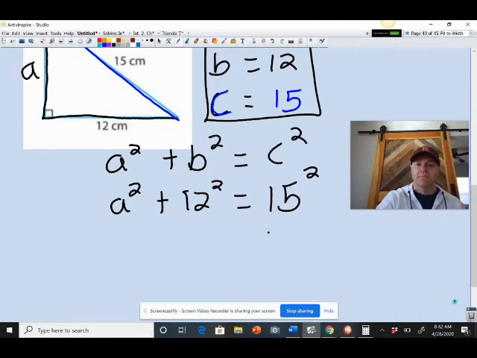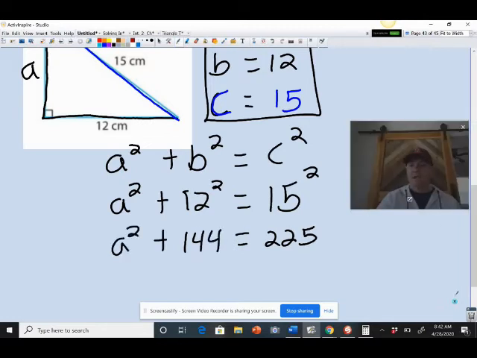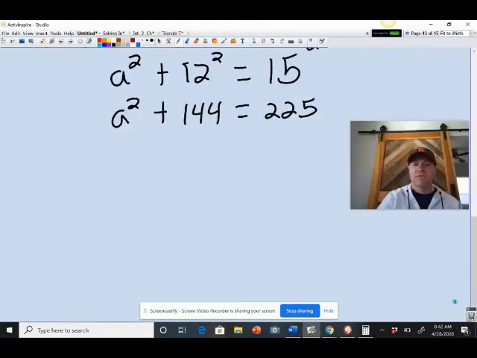Let's go ahead and simplify. If you need to do this on a calculator or on a separate sheet of paper, that's fine. 15 times 15, it's not 15 times 2. 15 times 15 is 225. 12 times 12 is 144 plus A squared. And what I have to do now is solve this equation. So I have to get A squared all by itself, which means I'm going to be taking away 144 from both sides.